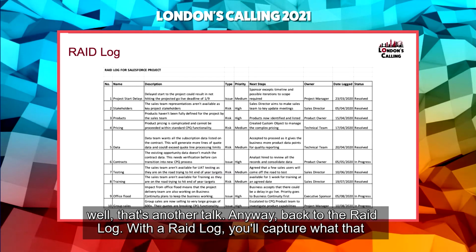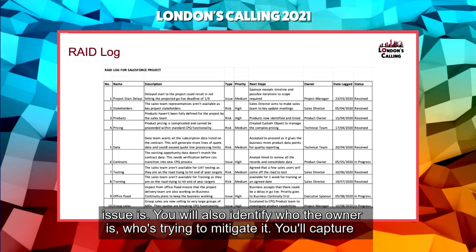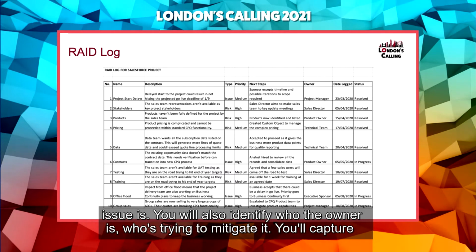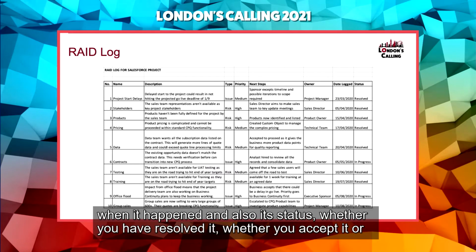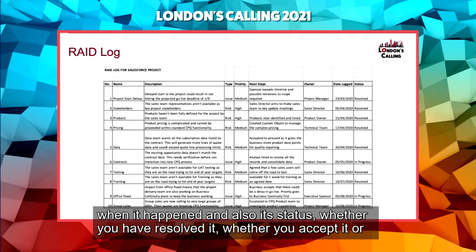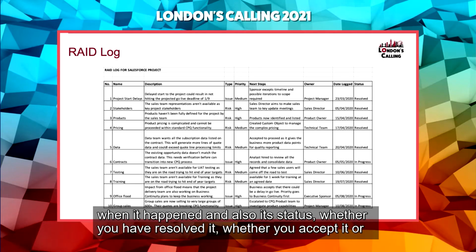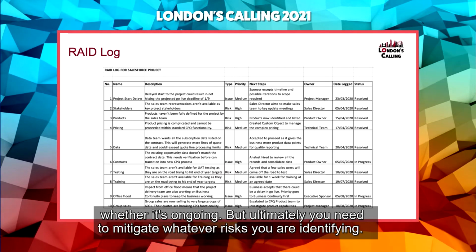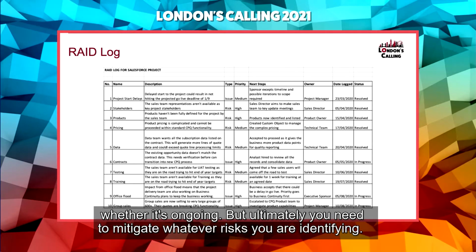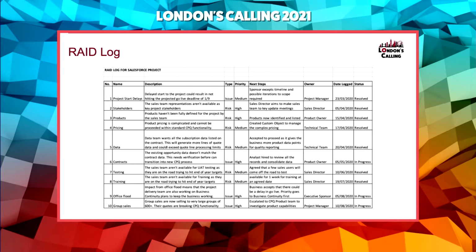With a RAID log, you'll capture what that issue is. You'll also identify who the owner is who's trying to mitigate it. You'll capture when it happened and also its status, whether you have resolved it, whether you accept it, or whether it's ongoing. But ultimately, you need to mitigate whatever risks you are identifying.